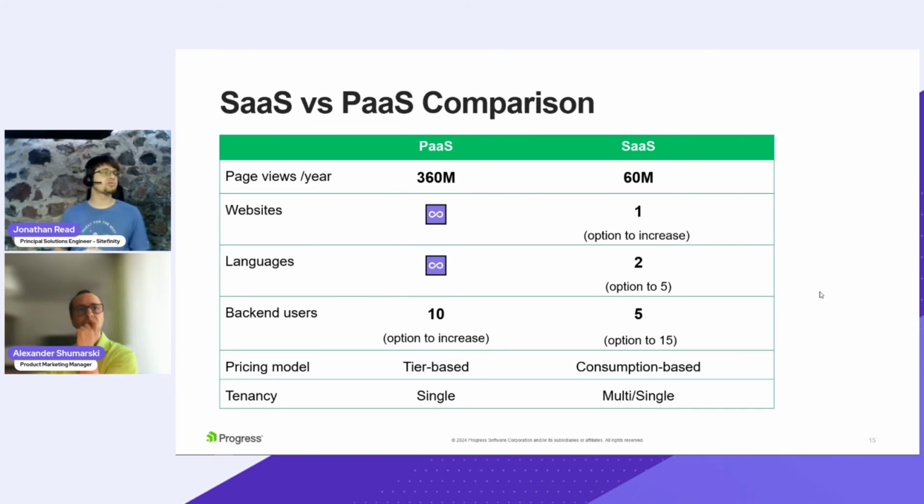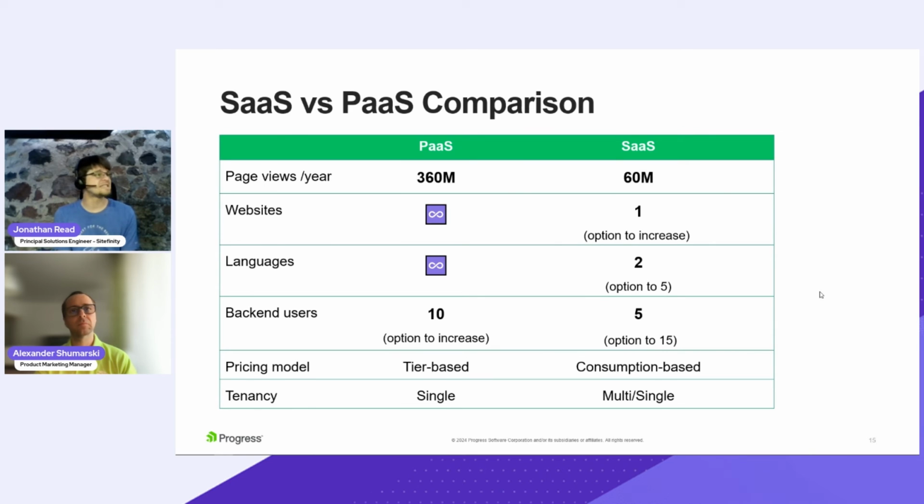There are fewer backend users. These are concurrent backend users, people who are logging into the Sitefinity system, managing and editing content, right? So Alex, if we're both logged in at the same time, that's 2 backend users. If we invite 3 more of our friends, we're going to go over the SaaS out of the box limitation, right? So that 6th person would get a warning saying, hey, too many here, you've got to increase. We can go up to 15 backend users with the SaaS model.